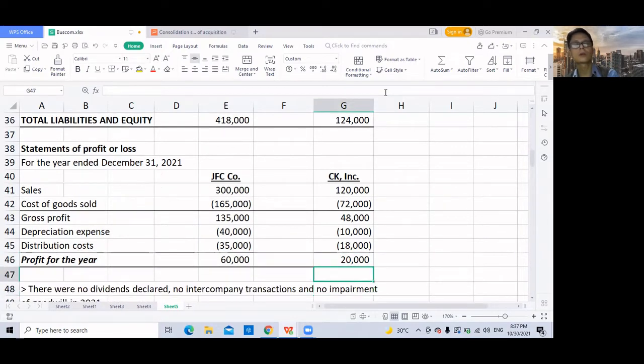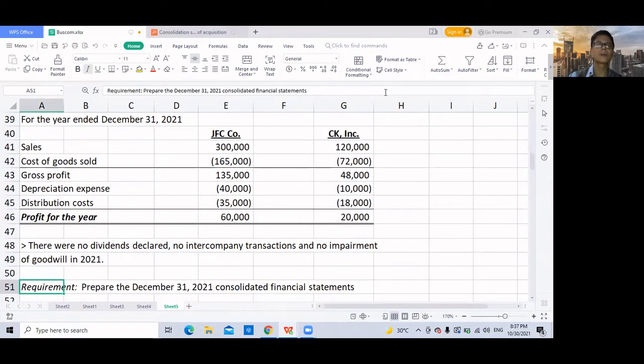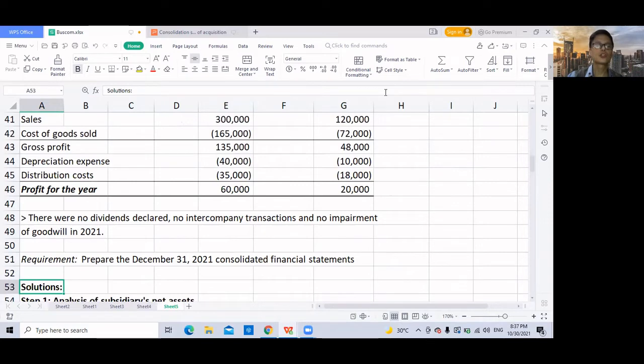Now, there were additional information. There were no dividends declared, no intercompany transactions, and no impairment of goodwill in 2021. Okay, so the requirement here is magpe-prepare tayo ng December 31 consolidated financial statements. Okay, this is after na nung date of acquisition, or nakapasama na dito yung operations nila. Okay. Now, the solution, step by step.